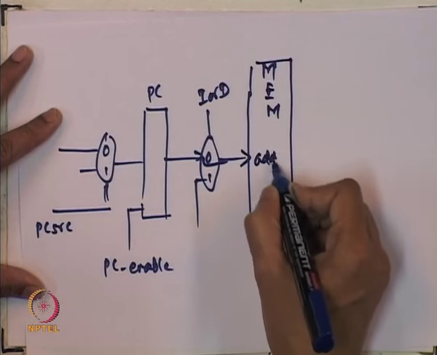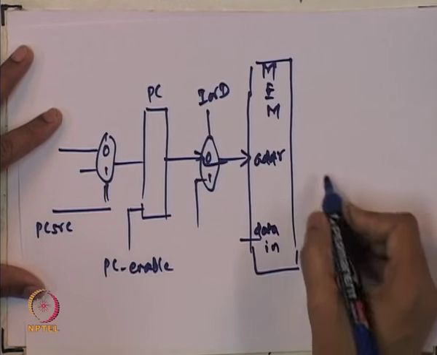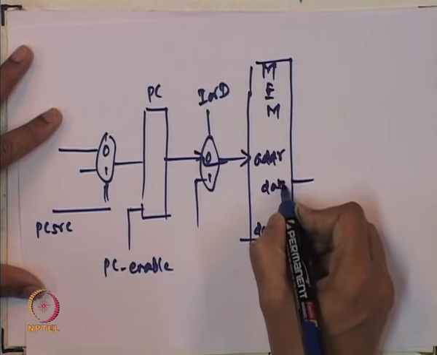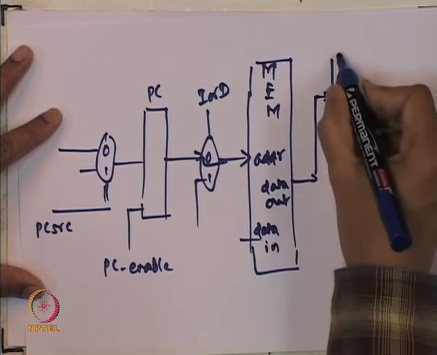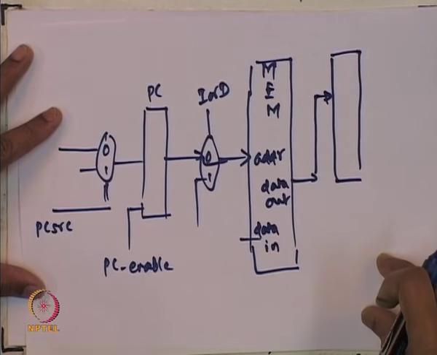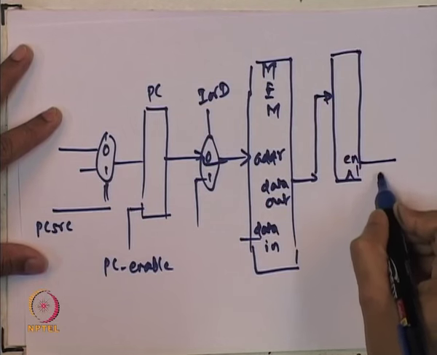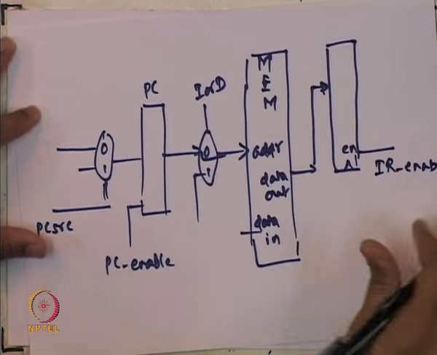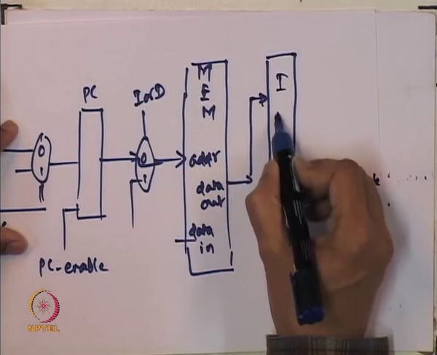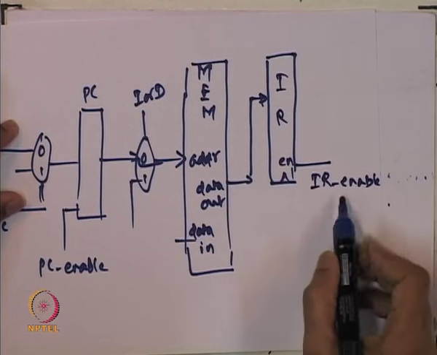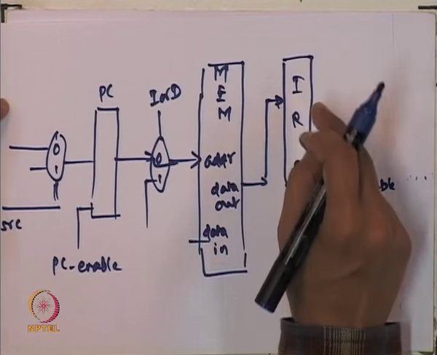This is the address input and this is the data input that we do not need to bother about, as we are not writing anything into the memory. On the other hand, we are reading data out from the memory, and there are two places where this information can go, either IR or there is an MDR, but we will enable this register using a control signal called IR enable. Okay. This is IR. So we will assert this to 1, so that the contents of memory are loaded, latched into or registered into IR.